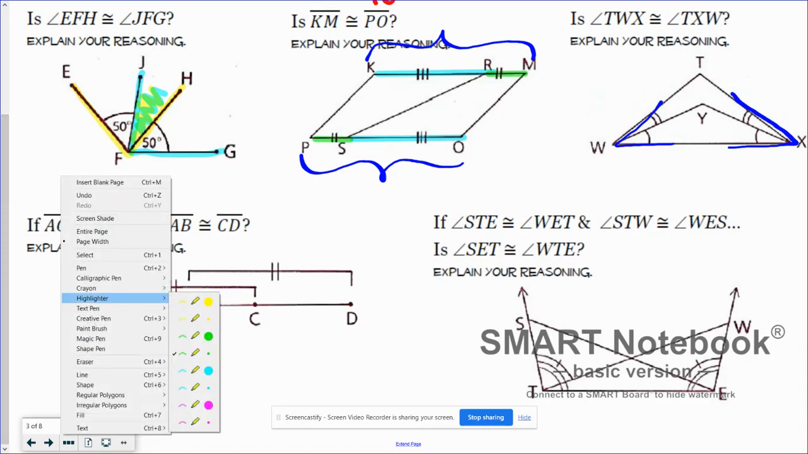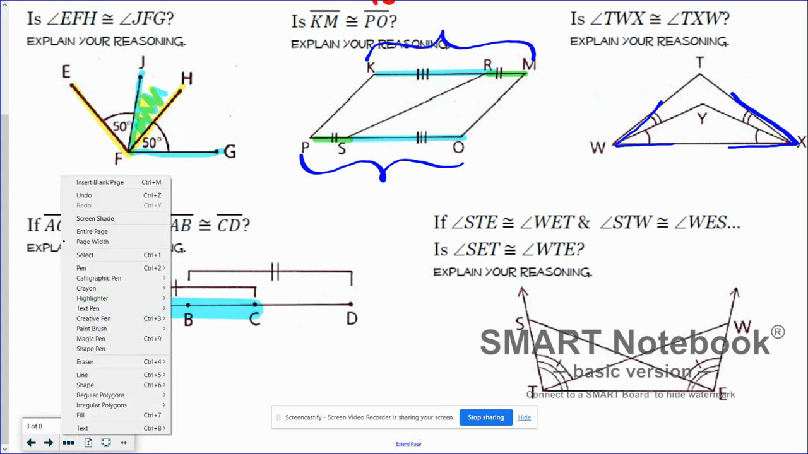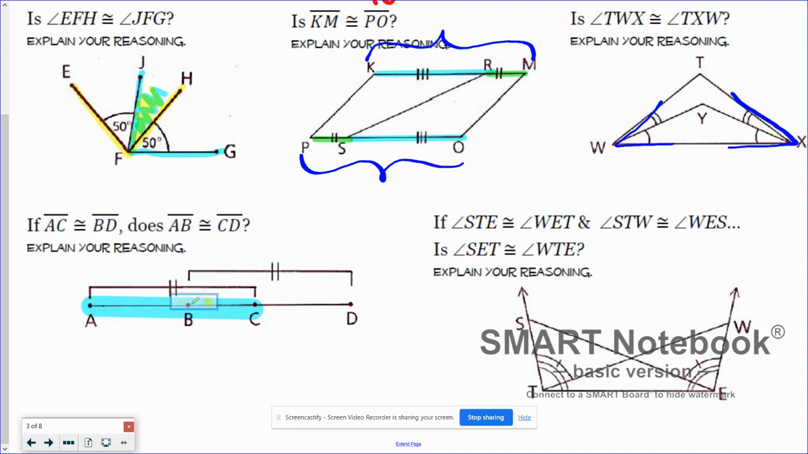Well, let's take a look at these segments because they're overlapping. So here we have segment AC, and here we have segment BD. They overlap at BC. That's their intersection. So does that mean the blue segment and the yellow segment are congruent? Yeah, you just subtracted the same segment from a pair of congruent segments.